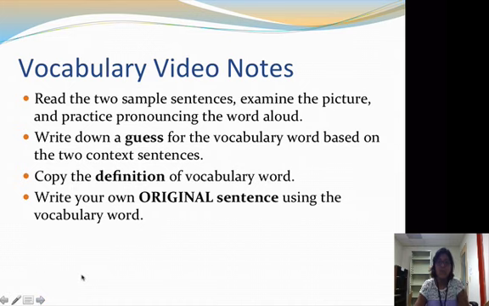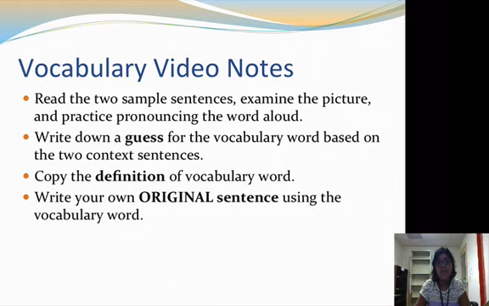So, what you will do is I will pronounce the word for you and you will practice pronouncing the word aloud. Then you will read the 2 sample sentences I've constructed and examine the picture of the word. Based on the context of the sentences, I want you to write down a guess for the vocabulary word based on what you can figure out from the sentences. Then write down that guess in your notes.